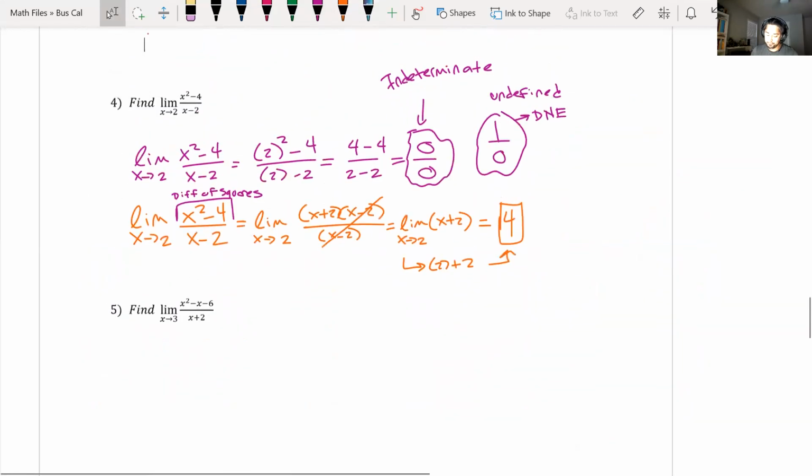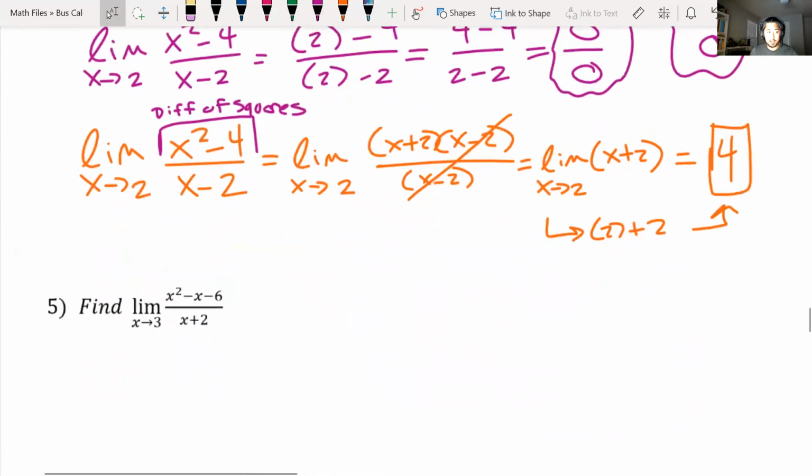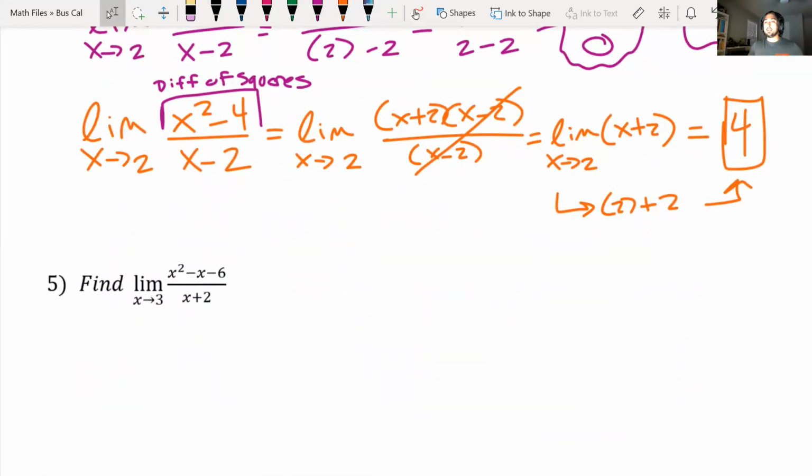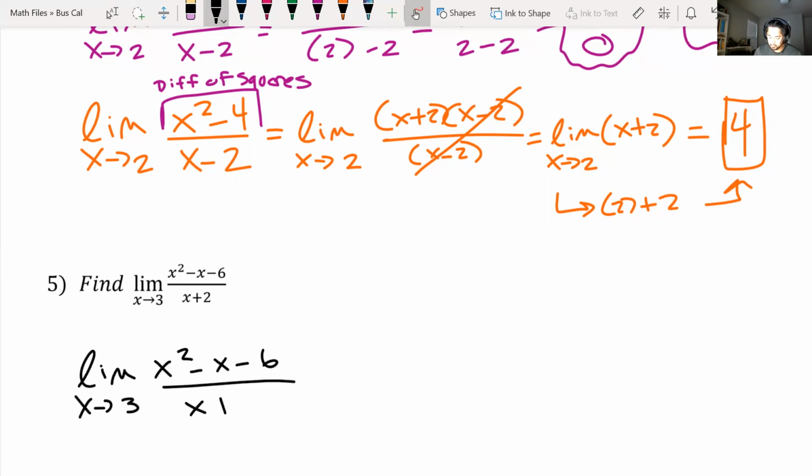Last one on here. Number 5. The limit as x approaches 3 of x squared minus x minus 6 over x plus 2. Well, let's do what we've been doing. Let's go ahead and just plug in that 3 and see if it works out.